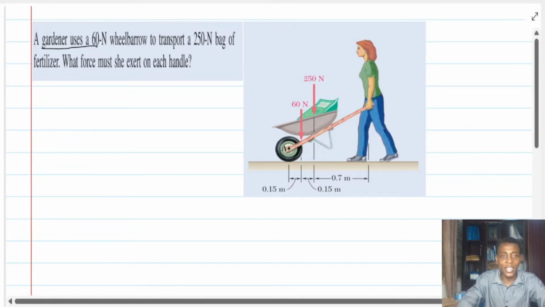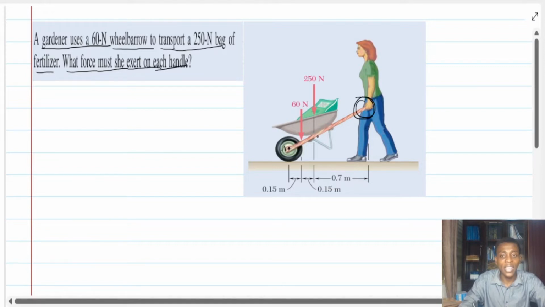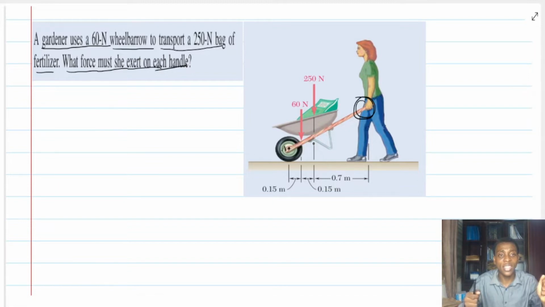A gardener uses a 60 Newton wheelbarrow to transport a 250 Newton bag of fertilizer. What force must she exert on each handle? All right, so this is actually a typical application of equilibrium of a rigid body. As this girl is lifting and pushing it, what should be the force that she should apply? And don't forget that, since she's holding the wheelbarrow with her two hands, I'm expecting some force from the left hand and some force from the right hand.